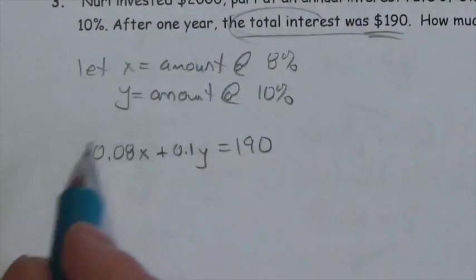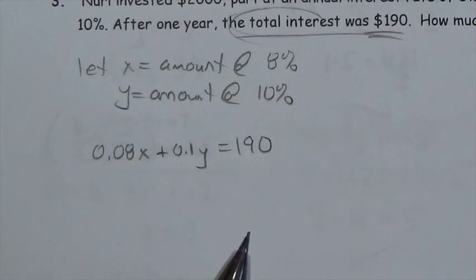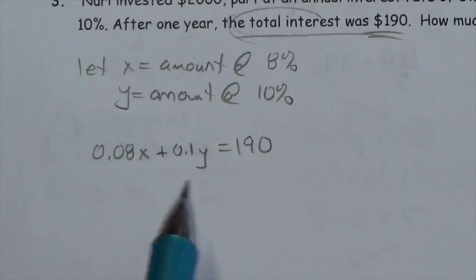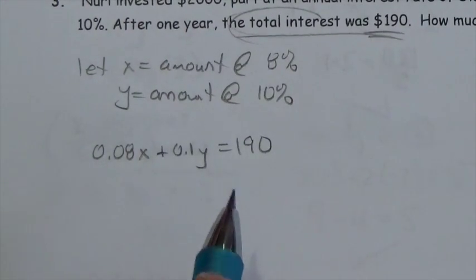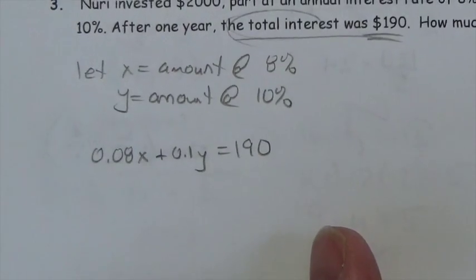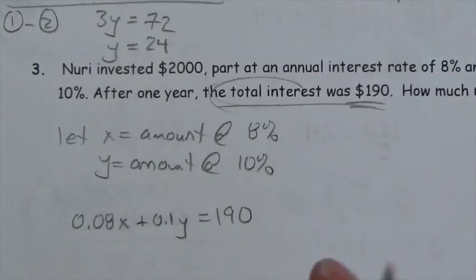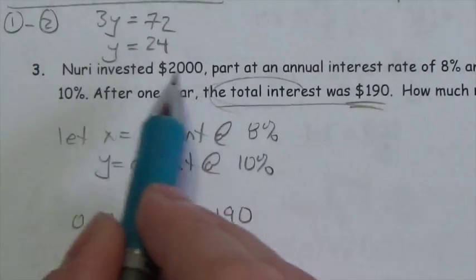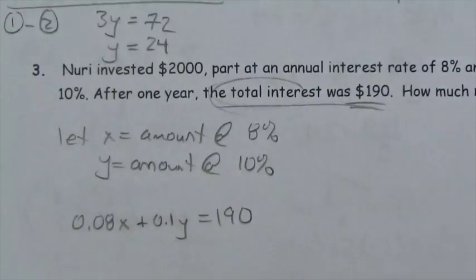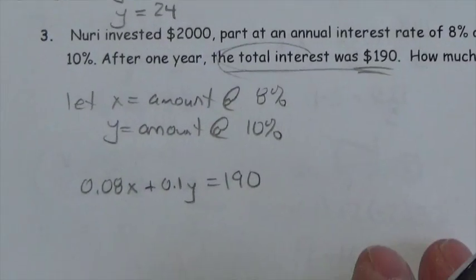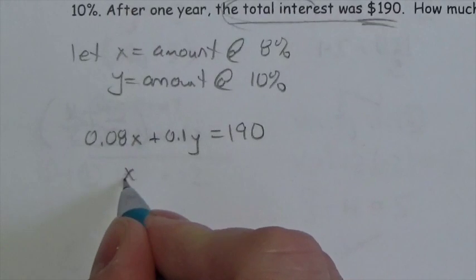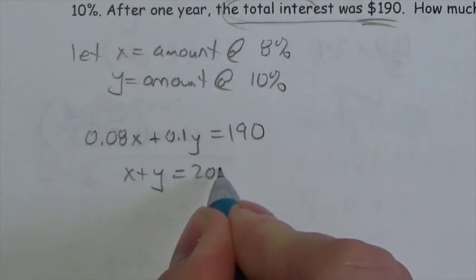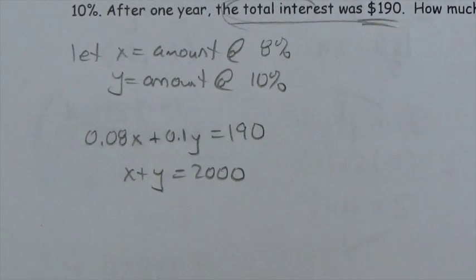Now, I'm not particularly thrilled with the decimals in there. I'm not overly worried about it, but I'm not thrilled with that. But we'll get to that in just a second. There is another total that's given to us in here. For some people it's not obvious, but really, it should be the more obvious one. Nuri invested $2,000. $2,000 is the total. So x plus y is equal to 2,000.